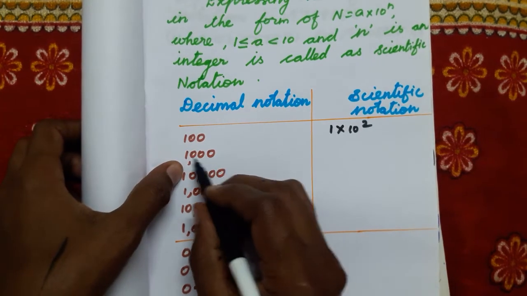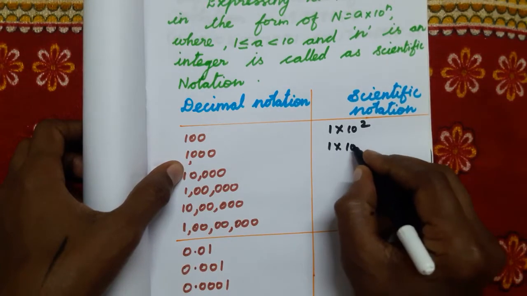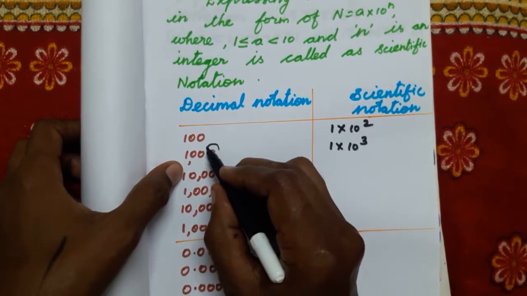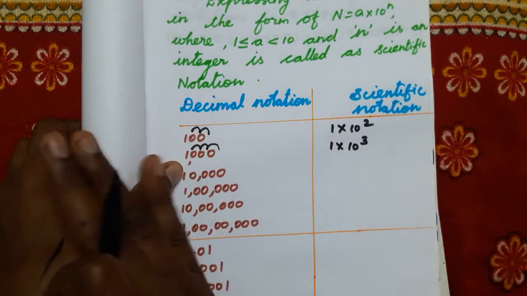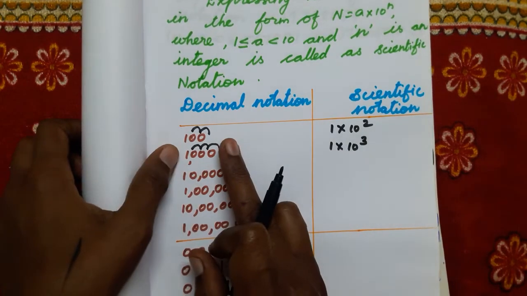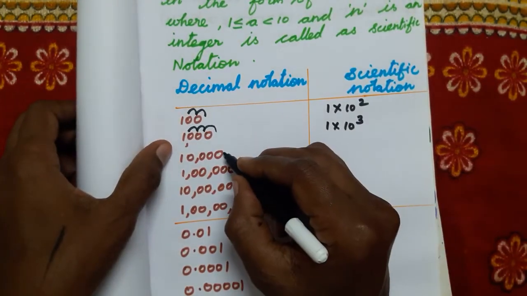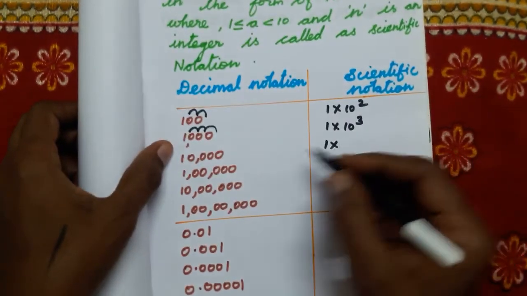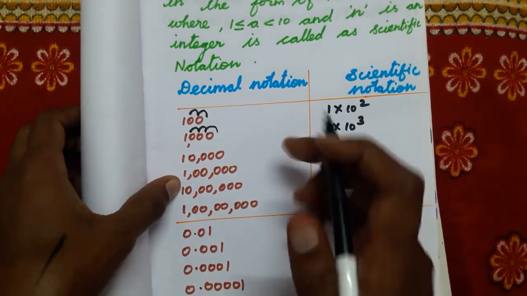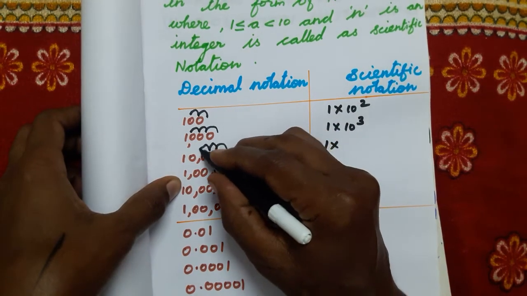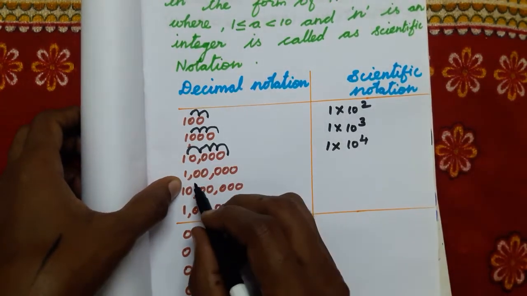Next, 1000 means 1 into which one? 10 power 3. We moved the decimal point 1, 2, 3 digits. Here 1, 2 digits, so we moved left. We can write 1 into 10 power 2. Here 1 into 10 power 3. 10,000 means 1 into, before the decimal point only one non-zero digit should be there. So I am writing 1 into 1, 2, 3, 4, 10 power 4.